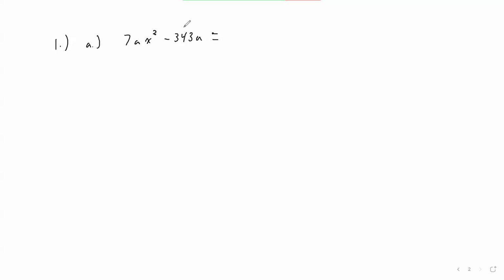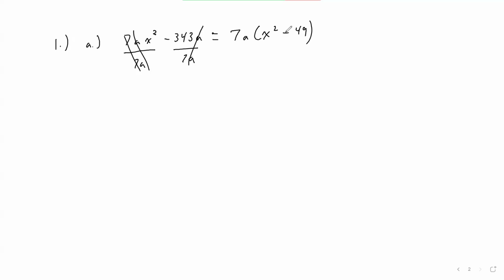It does, 49 times. So I can factor out a 7, and then I see they both have an a. So I can factor out a 7a. So I'll divide both of them by 7a. So I'm left with x squared minus 49.